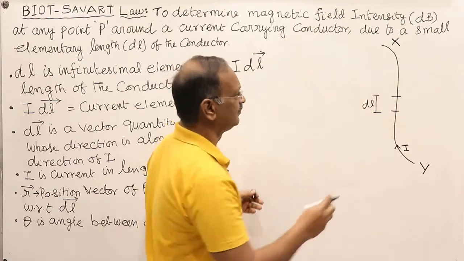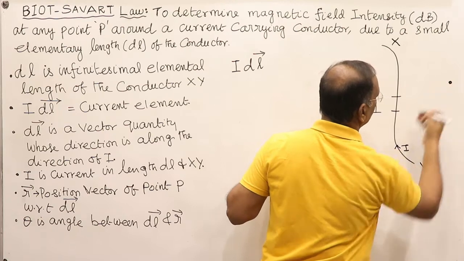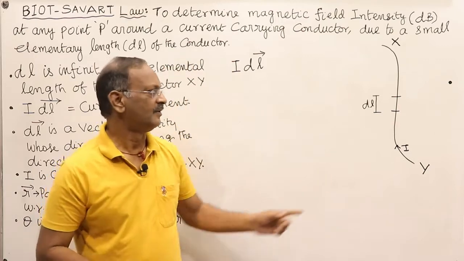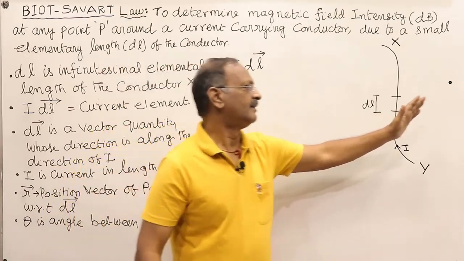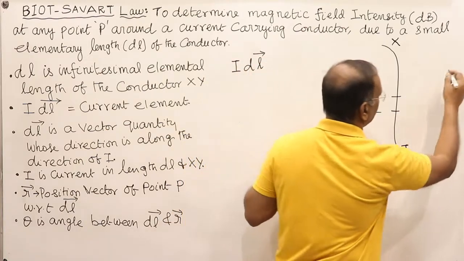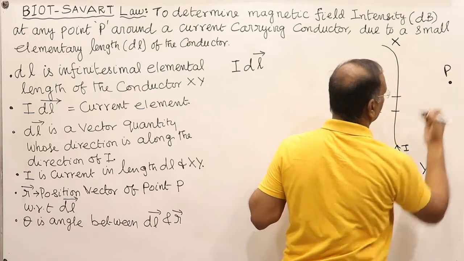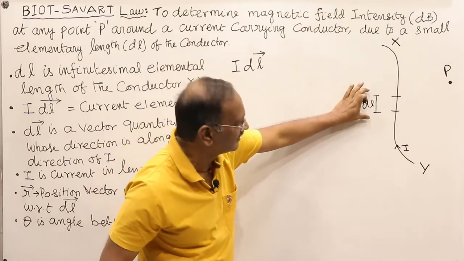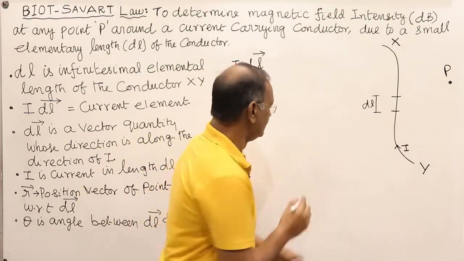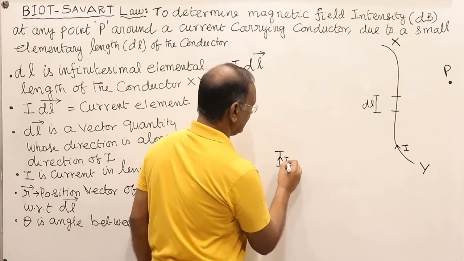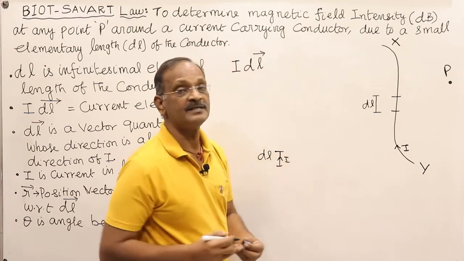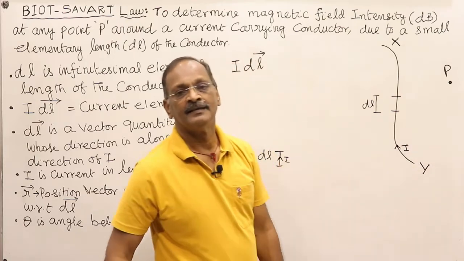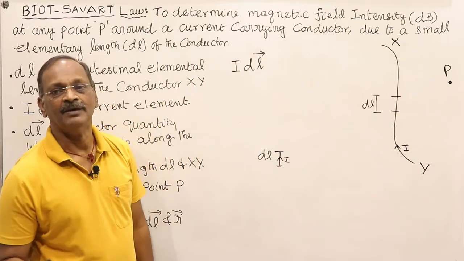Now suppose we want to find out what the magnetic field is at this point, because since current is flowing in a conductor, it will produce a magnetic field around it. So at this point P, we are interested in the magnetic field due to this current element, because current is flowing through this element of length dl. We are going to find this out using the Biot Savart law.